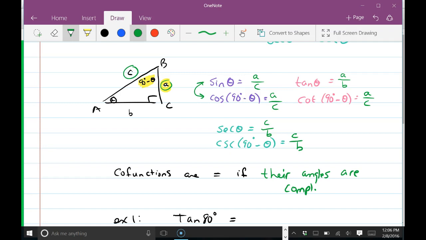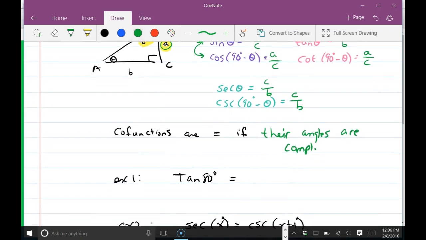Remember from geometry, complementary angles add up to 90. So if I wanted to say tangent of 80 equals, and I wanted to write it as a function of an acute angle, say less than 45, I can think, well, the cofunction is cotangent, and cofunctions are equal if the angles add up to 90.